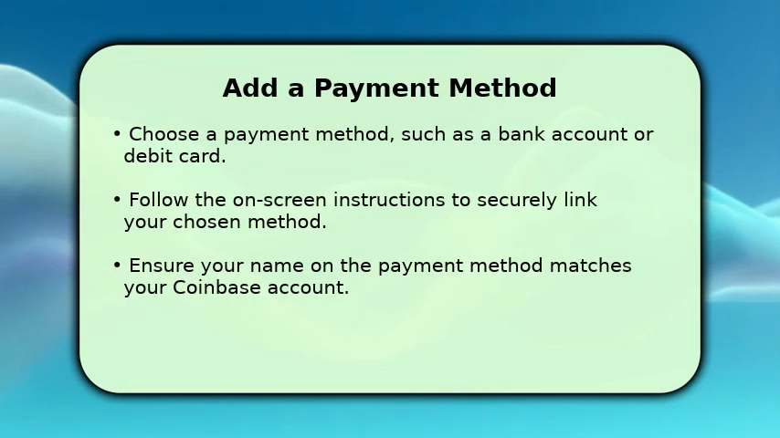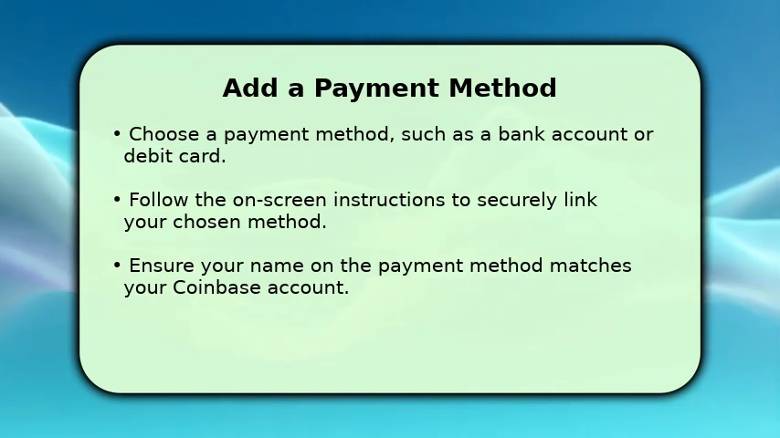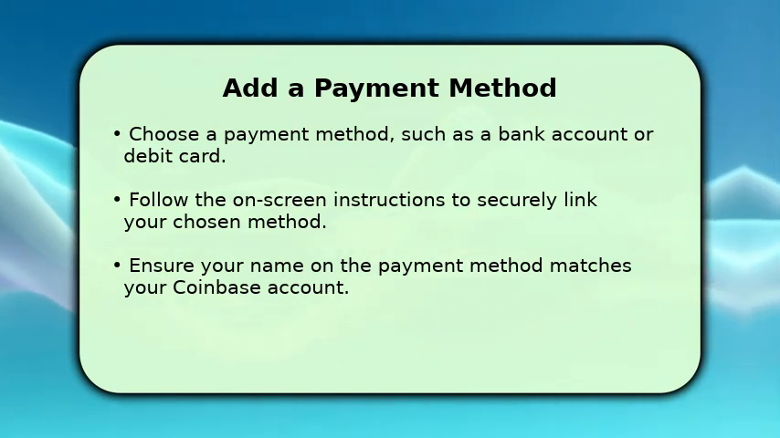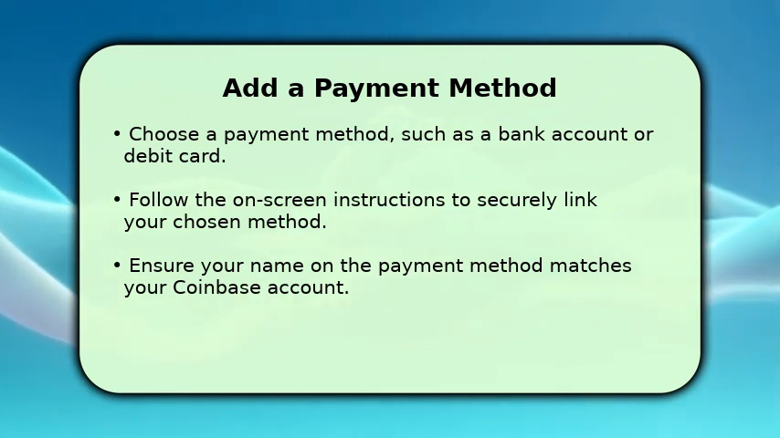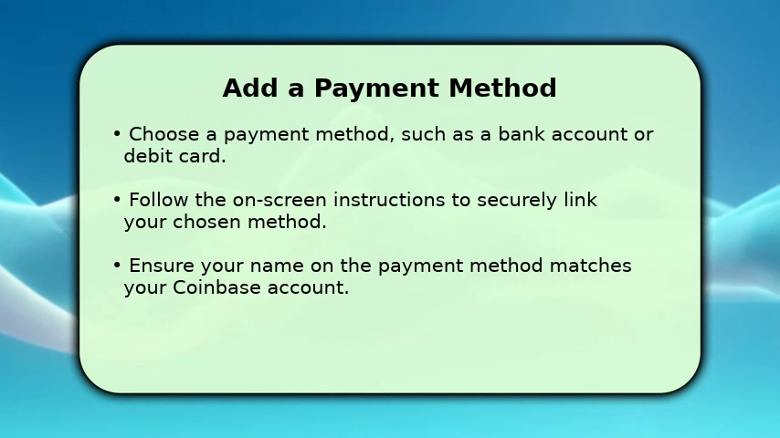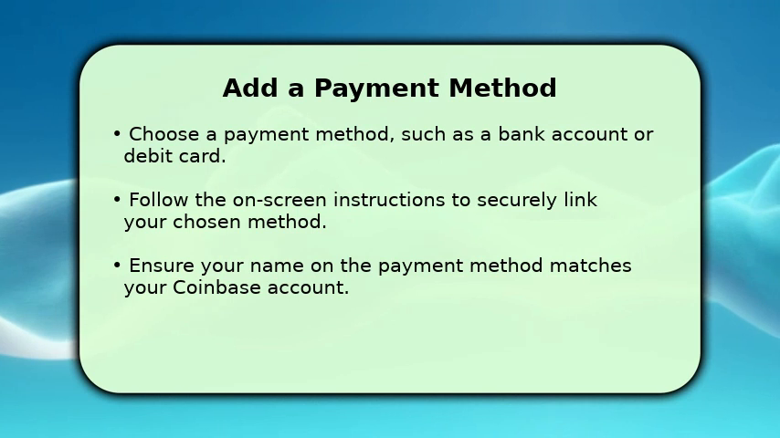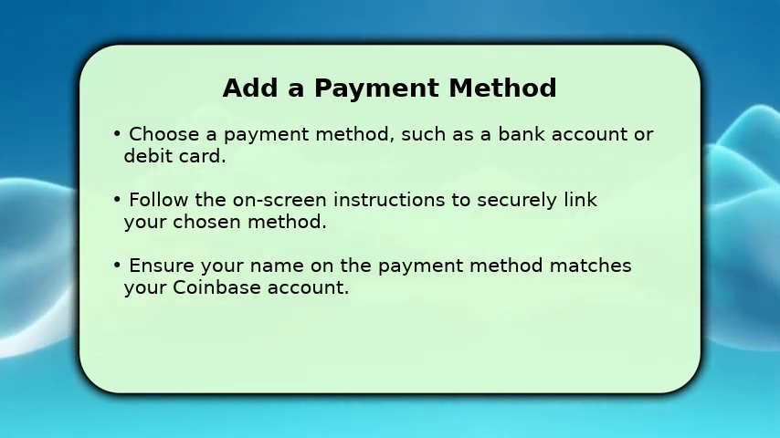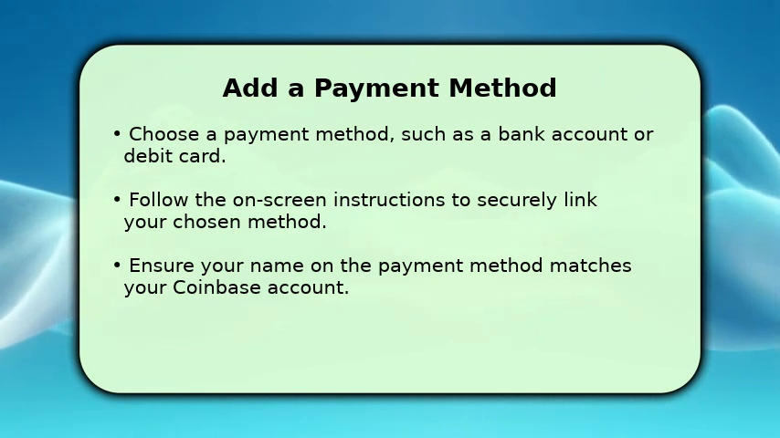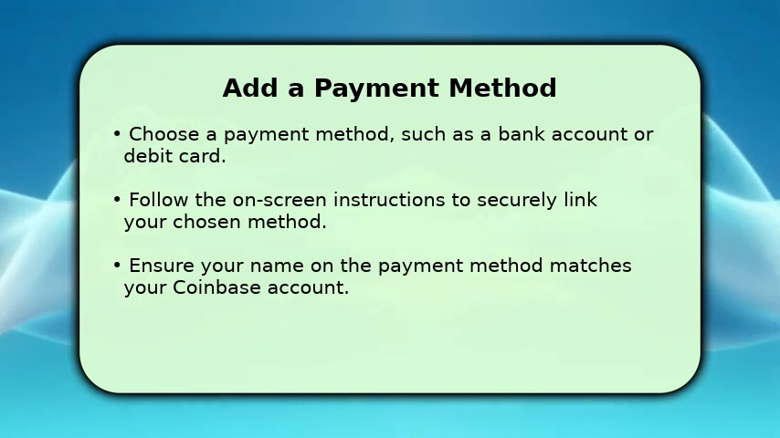With your identity verified, it's time to link a payment method so you can start buying and selling cryptocurrency. Coinbase offers several options, including linking a bank account or a debit card. Select your preferred method and carefully follow the secure on-screen prompts to connect it. It's very important that the name on your chosen payment method exactly matches the name registered on your Coinbase account to avoid any delays or issues.